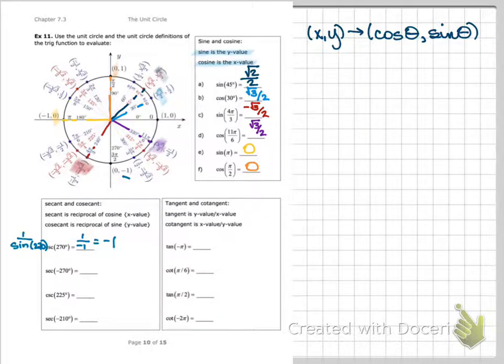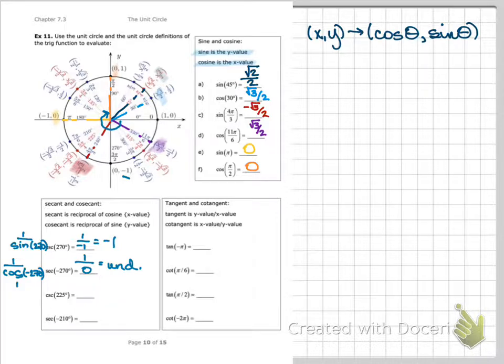Secant of -270. So secant is 1 over cosine. If we're going -270, you guys, this I'm going to draw on here, goes all the way back around. That's the same angle as 90 degrees. So we want 1 over the cosine at 90, which is 0. So this is undefined. Okay. It's okay to have 0 in the numerator, just not the denominator.